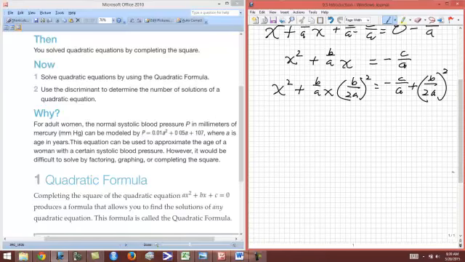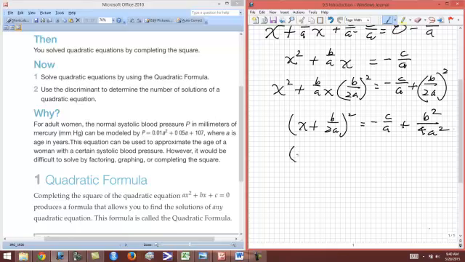Okay, now we factor the left side, and it's simply x plus b over 2a squared. Notice the emergence of b over 2a, which is the x-coordinate of the vertex, and x equals negative b over 2a is the axis of symmetry for the quadratic. Okay, now let's work on the right side for a few minutes here. We got negative c over a plus b squared over 4a squared.